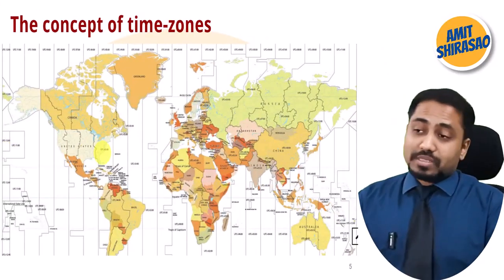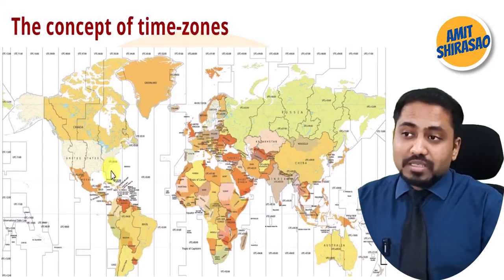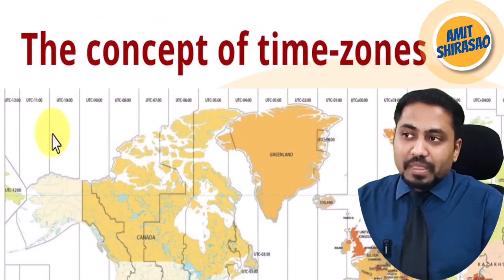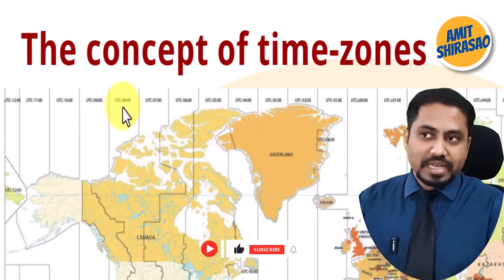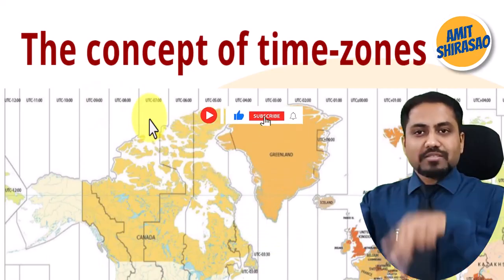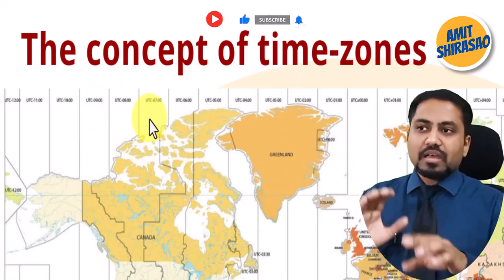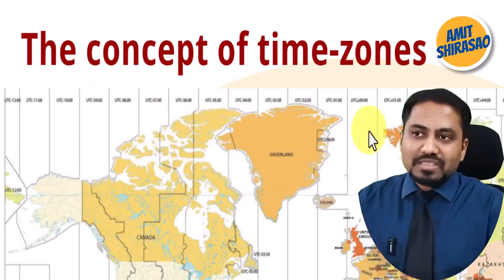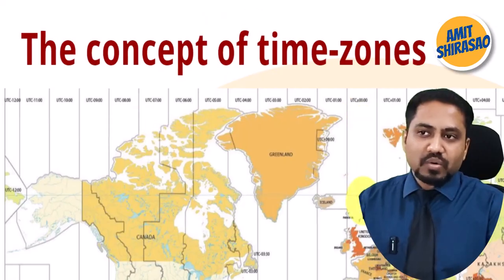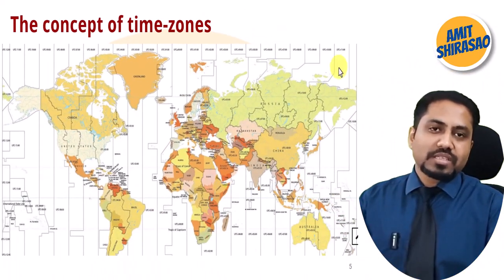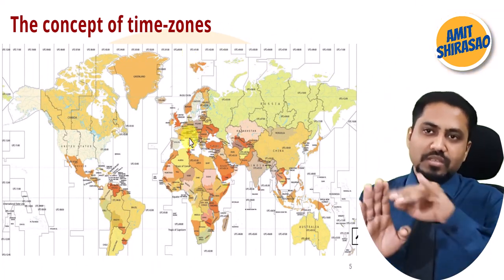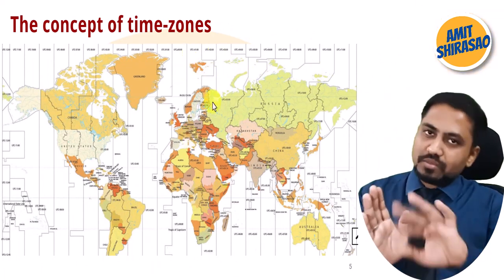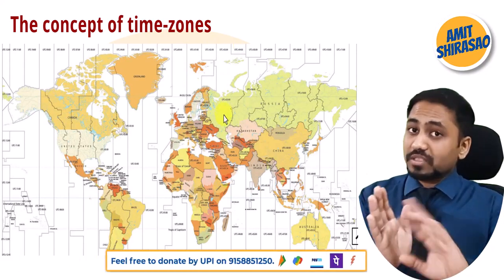Now, the concept of time zones. This is a very important concept, guys. See, if you understand 1 hour here, UTC minus 10 hours, UTC minus 9 hours, UTC minus 8 hours. So these are stripes, okay? And see, this one stripe is called UTC, okay? All the stripes towards its right are adding 1 hour to it. Like this stripe is saying UTC plus 1 hour. This stripe is saying UTC plus 2 hours. This one is saying UTC plus 3 hours.